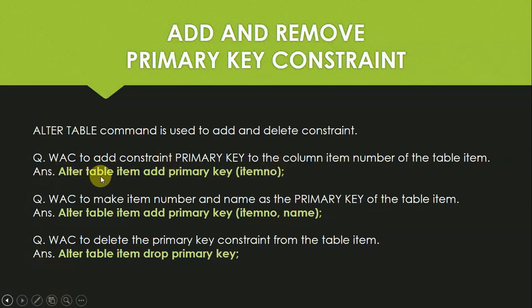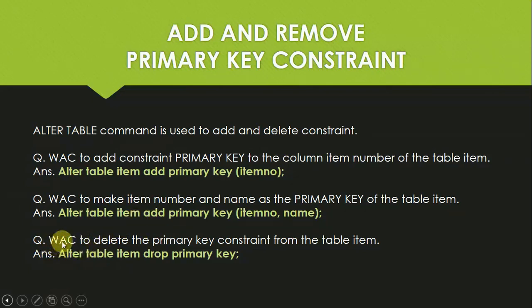So we have to use alter table, and along with this we use the add keyword. Now let us suppose the command is to make item number and name together the composite primary key of the table item. So we'll give the command as alter table item add primary key, and within the parenthesis we will write item number, name. So these two columns will make the composite primary key of the table item.